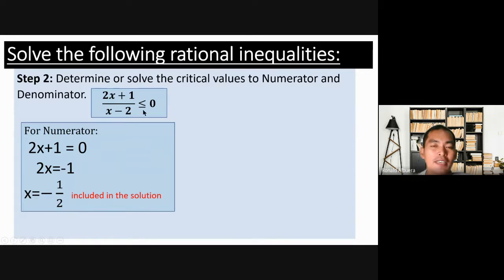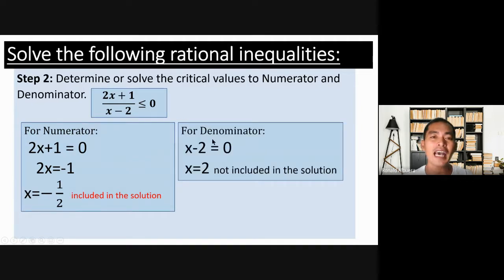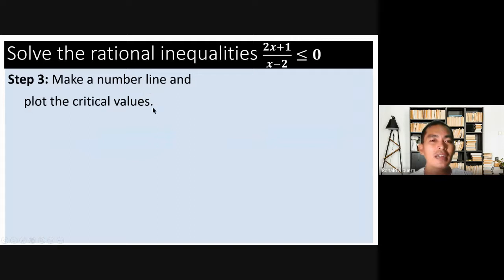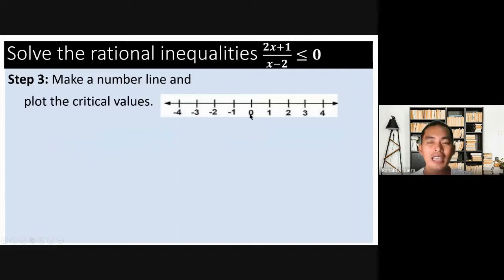Sabi ko nga, if the inequality ay may equal sign, therefore, the value of the numerator is included in the solution set. For the denominator, x minus 2 equals 0. X equals 2, it's not included in the solution set. Therefore, you use a hollow circle. Then after this, you are going to make a number line and plot the critical values. I have here, and our values are negative 1 half and positive 2. Yung negative 1 half, yun ang numerator, so it's a shaded point.